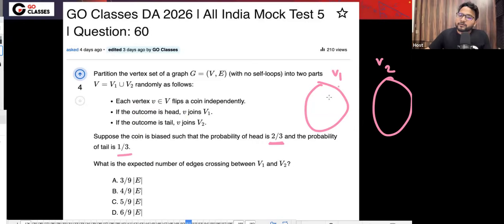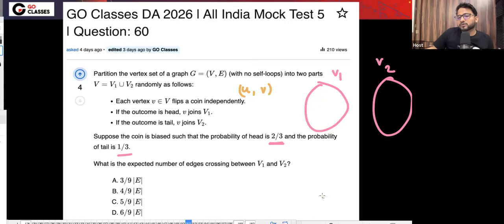See, when will there be an edge? Tell me, when will there be an edge? Let's suppose there is some edge uv. There are two vertices, u and v. U is here and v is here, or v is here and u is here. Then only there will be the crossing edge. For every edge uv, that will be the crossing edge whenever u is in b1.